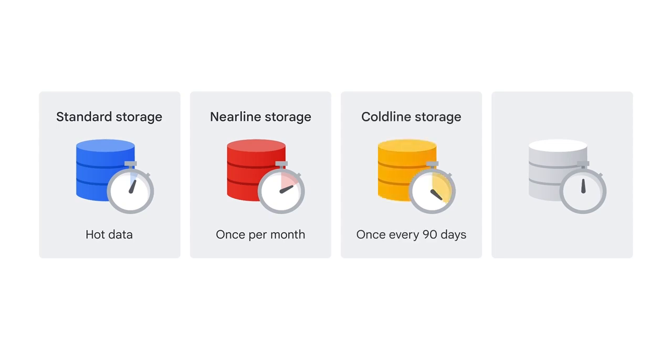The third storage class is coldline storage. This is also a low-cost option for storing infrequently accessed data. However, as compared to nearline storage, coldline storage is meant for reading or modifying data at most once every 90 days. The fourth storage class is archival storage.